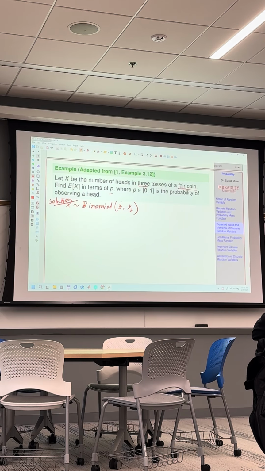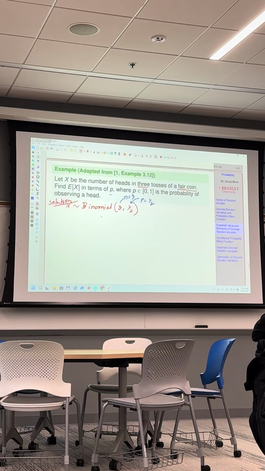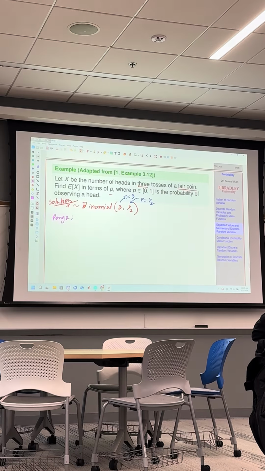Okay. So this is your n, and this is your p. p equals 1/2, n equals 3. It's a binomial random variable. Now you tell me what is the range of this random variable. What is the range of this random variable, guys?